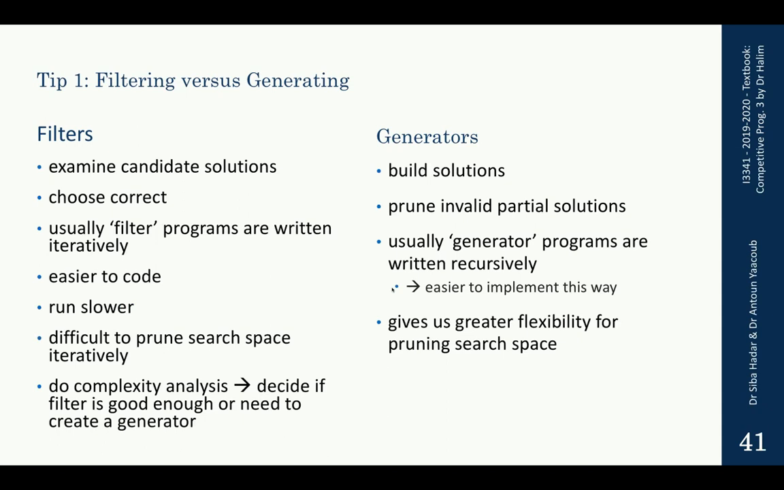Tip number 1 is filtering versus generating. You can find filters in the problems that we solved together today in iterative complete search, as opposed to generators, which are in the recursive backtracking search. Of course, filters are easier to code, but they run slower. But use filters instead of generators whenever you find it is possible.